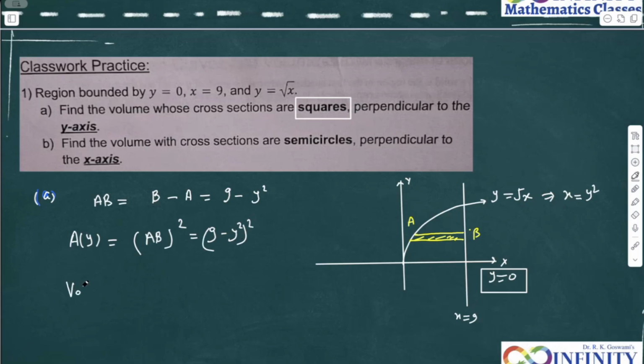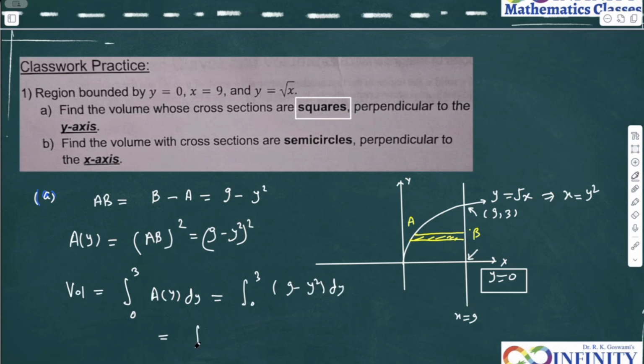What is the volume there? Volume is going to be integration from the values of y. Please try to help me. What is going to be this coordinate, the coordinate of y there? If x is 9, y is going to be 3 there. Am I right? So the minimum value of y is going to be 0. Maximum value of y I am expecting is 3. So 0 to 3, it is 9 minus y square dy.